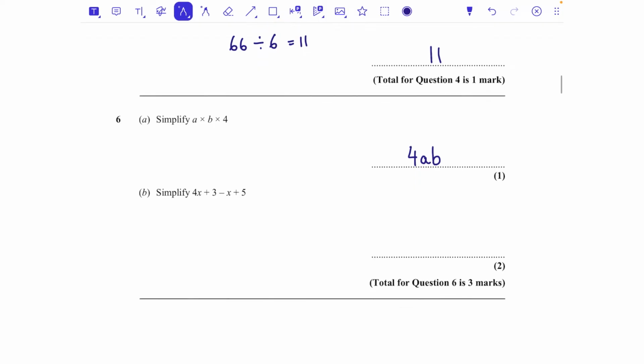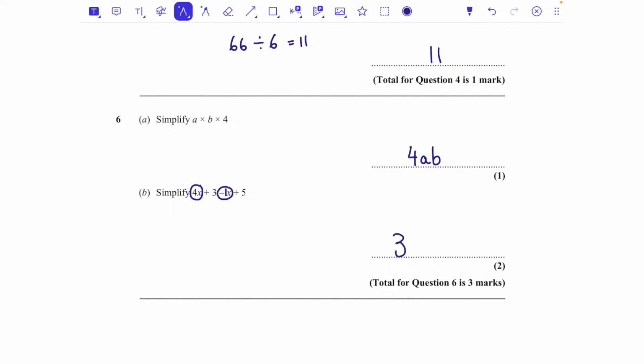Part B, simplify 4x add 3 minus x add 5. Now we need to collect our like terms. So I've got 4x and I've got minus x. Now remember, that's the same as minus 1x. We don't write ones when it's in front of a letter, we just say it's that letter. So 4x, take away 1x, and that's going to be positive 3x.